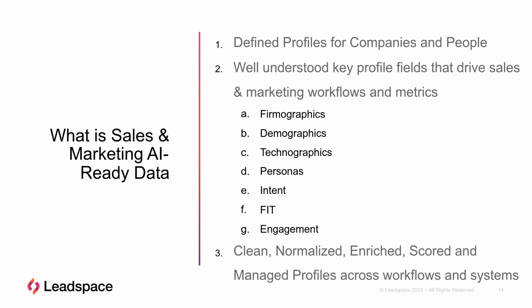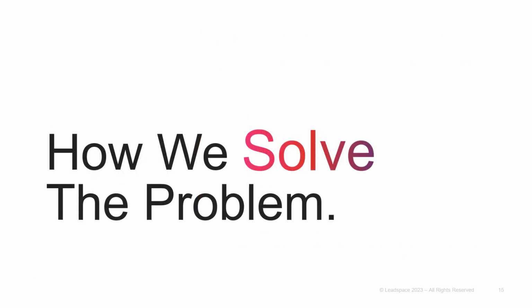Now, the last part is how you scale the solution. So now we've got our profiles defined, we understand what they work across. We've got all our scoring and other capabilities, but this needs to be automated. So your data's got to get cleaned and normalized, enriched, scored, and managed across all these workflows and systems. So I know this is like one slide. It covers a lot, and let me just double click into a couple of items here.